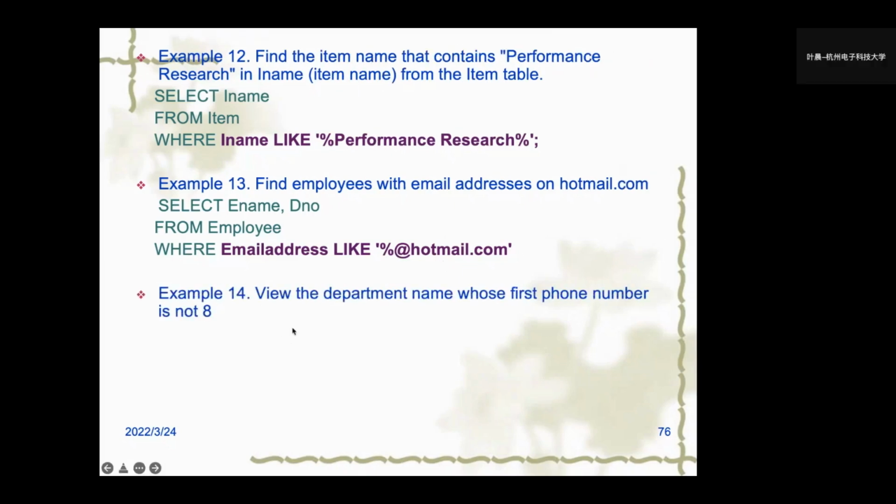In the next example, if we want to view the department number and name of employees whose first phone number is not 8, we can select DNO, the name from employee where their phone is like [^8]%. So what we write here means not 8. The first character, the first number, is not 8. And here we use a percent to mean that the following numbers could be any numbers.